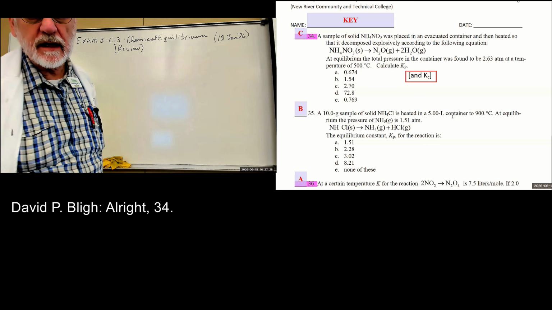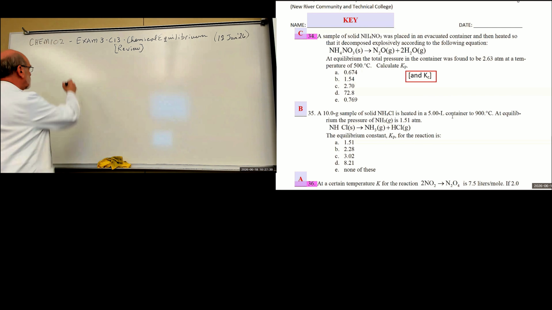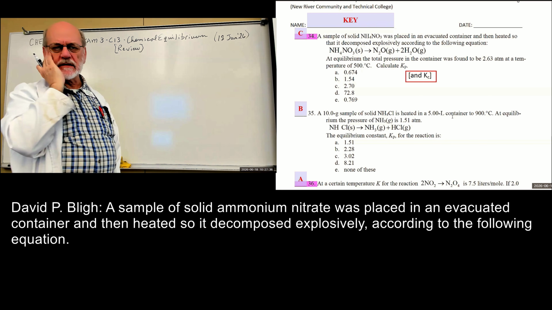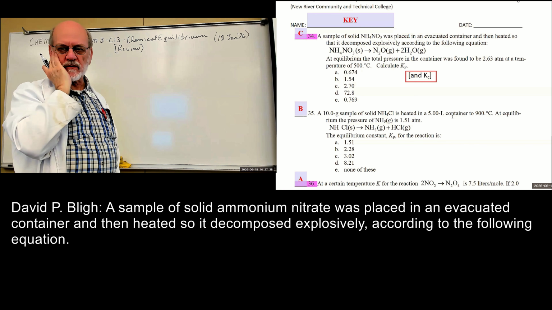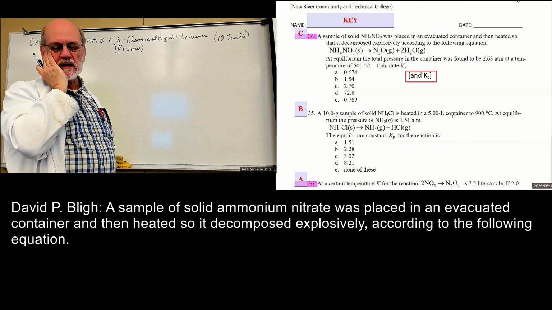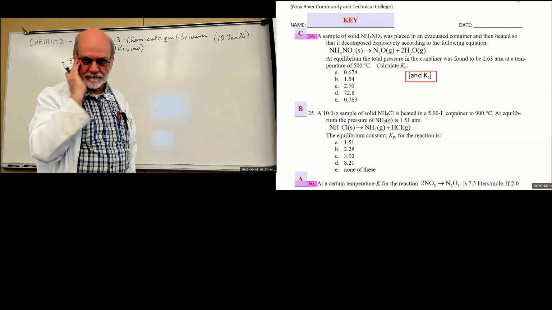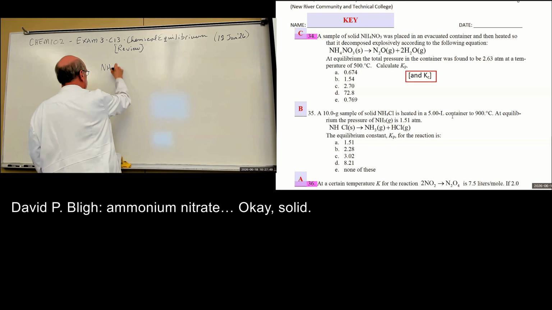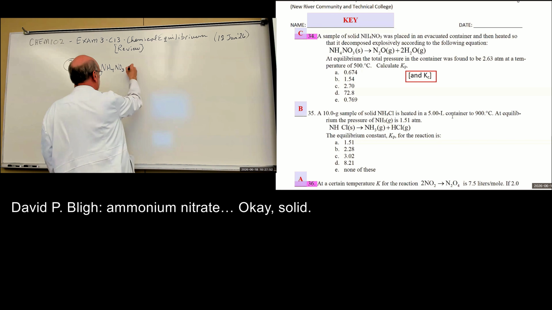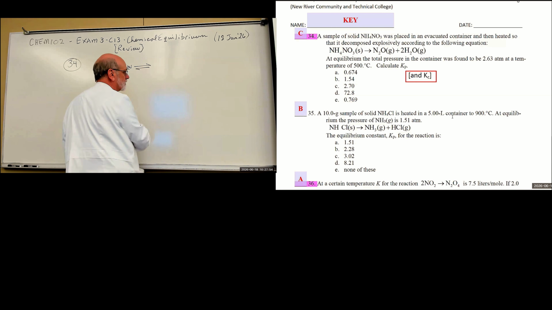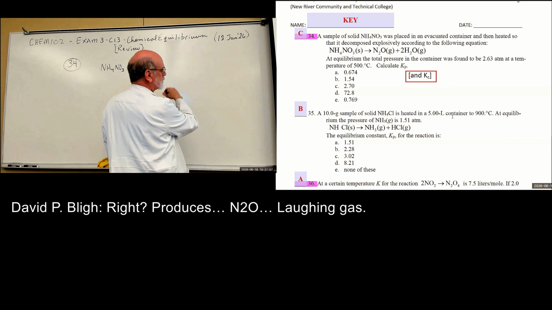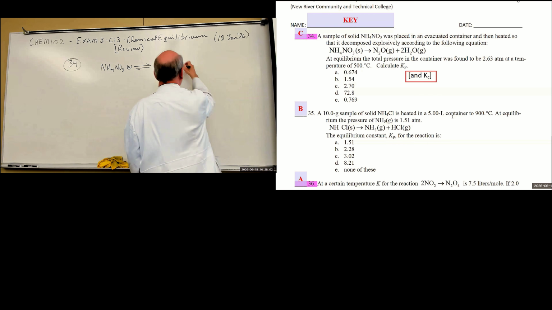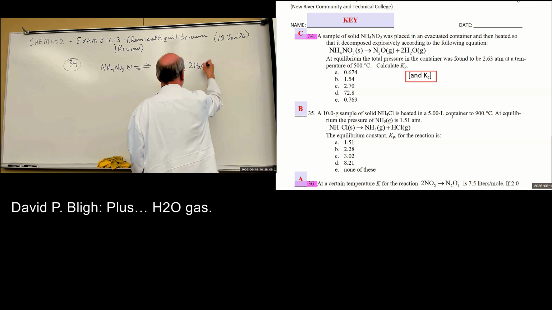All right. 34. A sample of solid ammonium nitrate was placed in an evacuated container and then heated so it decomposed explosively according to the following equation. All right. Ammonium nitrate, solid, produces N2O, laughing gas, plus H2O gas.